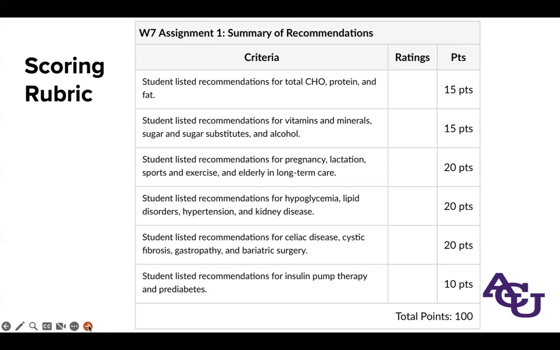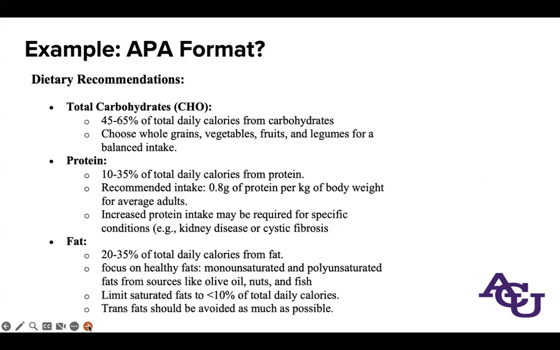That looks like 5 per point. The next one is 20 points for four more: hypoglycemia, lipid disorders, hypertension, and kidney disease. Then 20 points for four more again: celiac disease, cystic fibrosis, gastropathy, and bariatric surgery. And then 5 points each for insulin pump therapy and prediabetes for 10 points total in that criterion. So it looks like about 5 per each thing that they've listed. And there are 20 things you need to consider, so that makes sense.